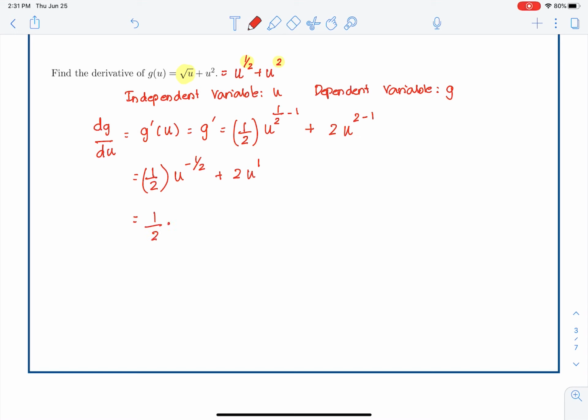If you want to get rid of the negativity there, you could move u raised negative 1/2 to the denominator. It becomes u raised positive 1/2 plus 2u. And if you still want to rewrite in a different way, well, I could write it as 2 u raised 1/2 plus 2u. If you want to write it in a radical notation, that would be 1 over 2 root u plus 2u.